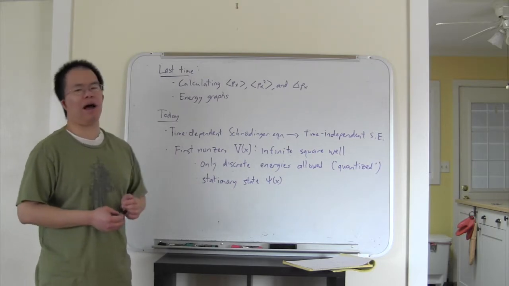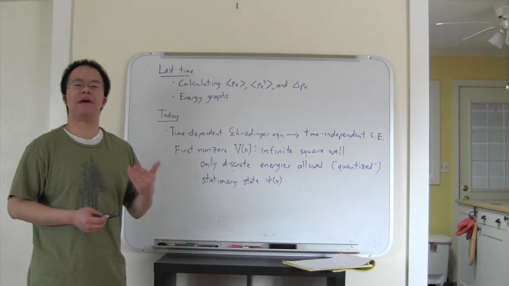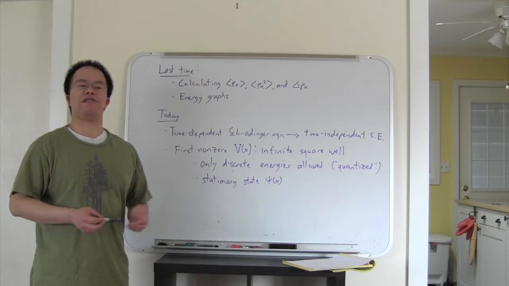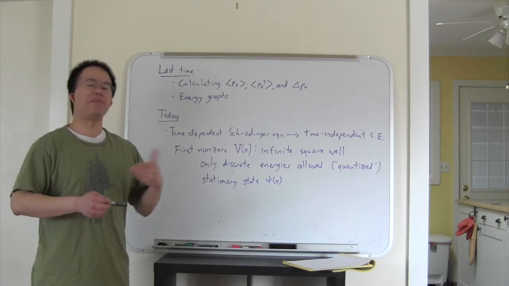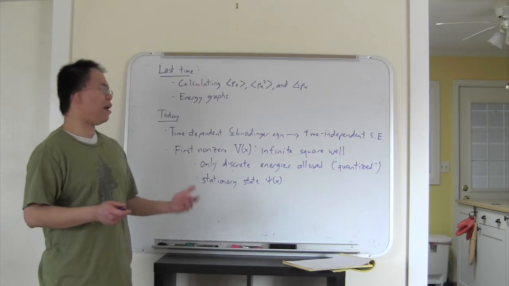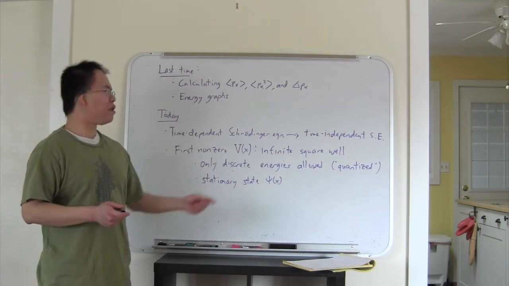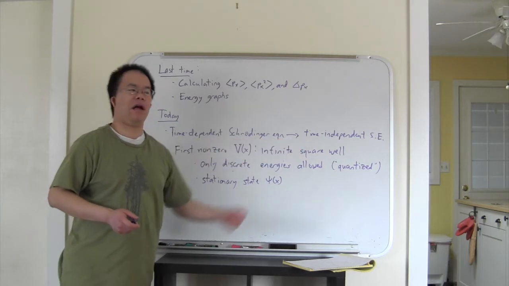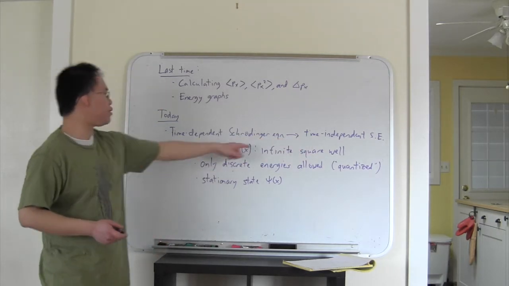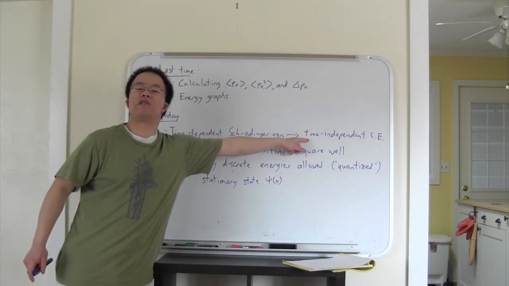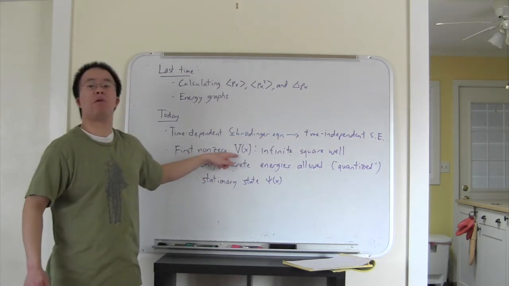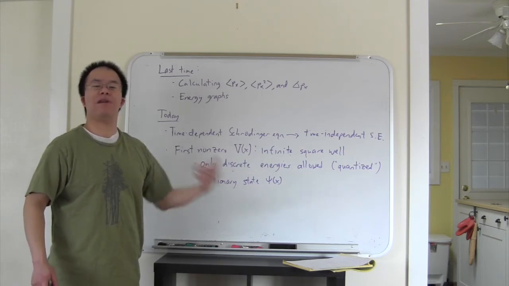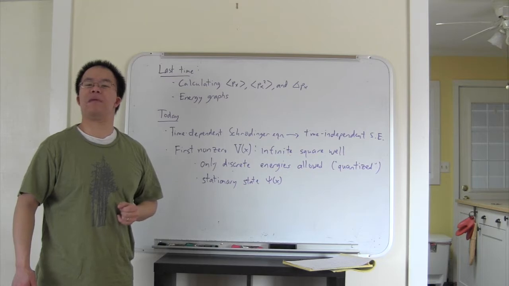We're going to talk about how the time-dependent Schrodinger equation, which is what we've been looking at so far, can be simplified to only have spatial dependence. That's the time-independent Schrodinger equation. We'll then talk about solving the time-independent Schrodinger equation for our first non-zero potential energy, namely the infinite square well, or sometimes called the particle in a box.